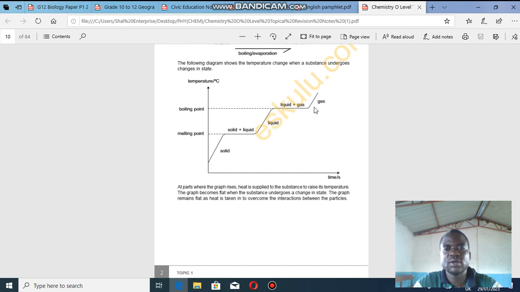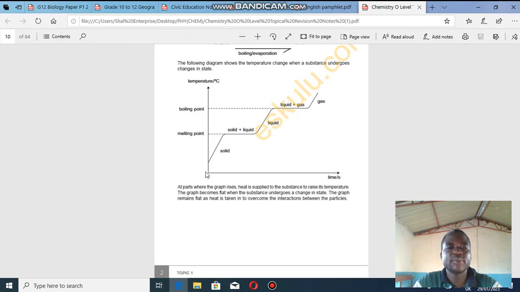At this second horizontal line here, we have a mixture of states: liquid and gas. Here also the temperature remains constant for some time, for the same reason that you need more energy to break the bonds to change the state. Then from here, this slope upward, the temperature rises again, and from this corner up to the end of the graph line, we have completely a gas.